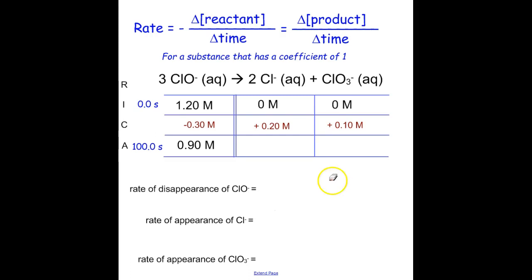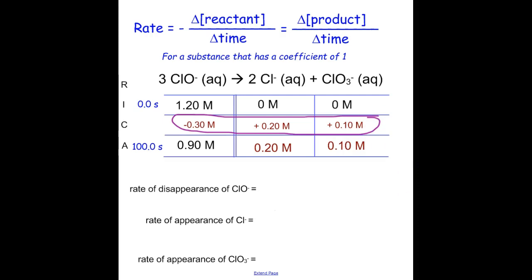Now in earlier problems, what we've concerned ourselves with is what is it at the final? And I can calculate those. If I start with 0, I add 0.2 molar, it's 0.2 molar. If I start with 0 and add 0.1 molar, it's 0.1 molar. But now, our big focus is the change. This is what we're concerning ourselves with.